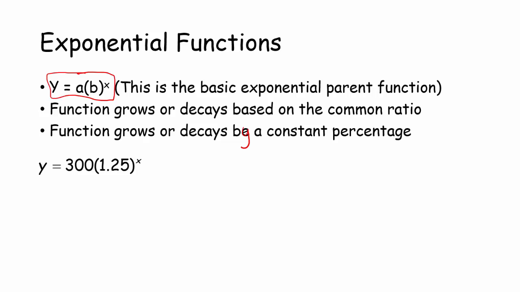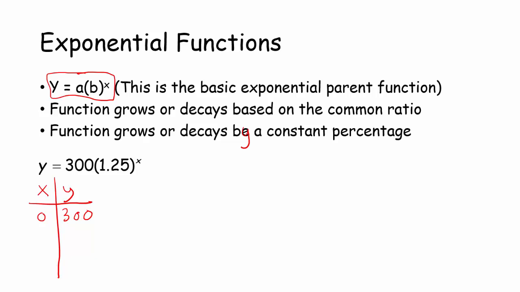So let's see what that means, because when a function is growing by a constant percentage, that does not mean that the function has a constant rate of change. And that's kind of a confusing idea. So let's look at a table for this exponential function. So when x is 0, 1.25 to the 0 is 1, times 300 is 300. And that's when x is 0.